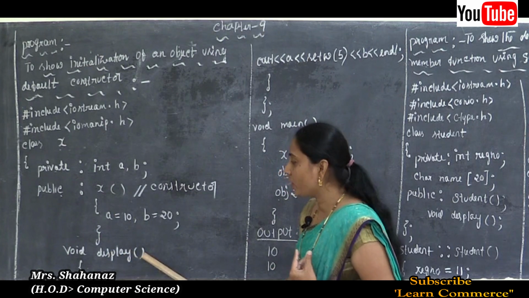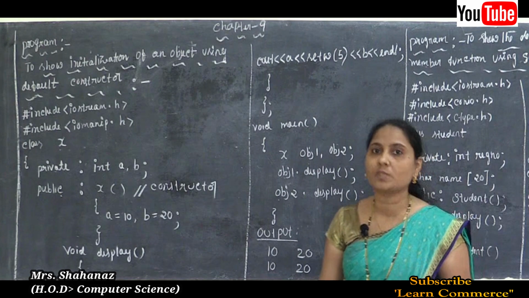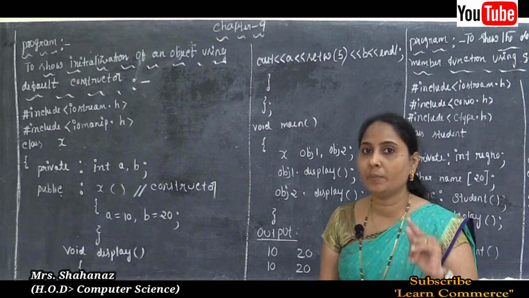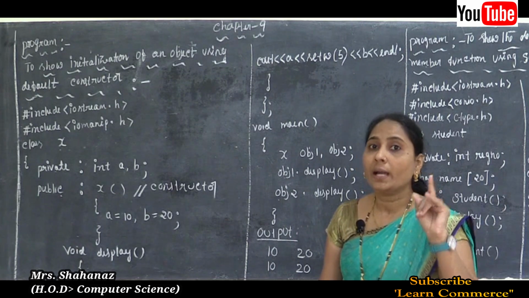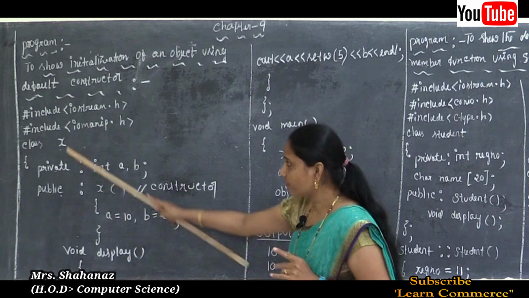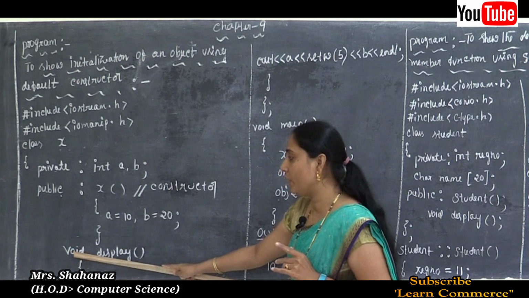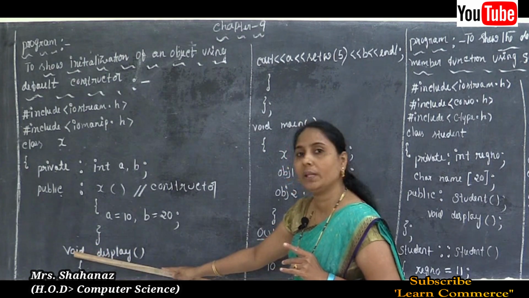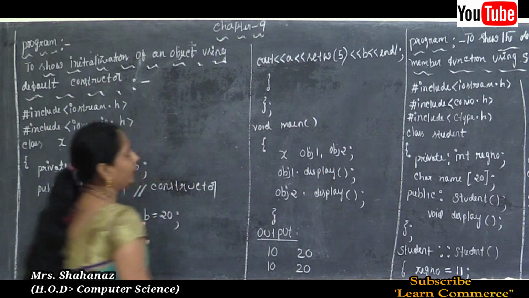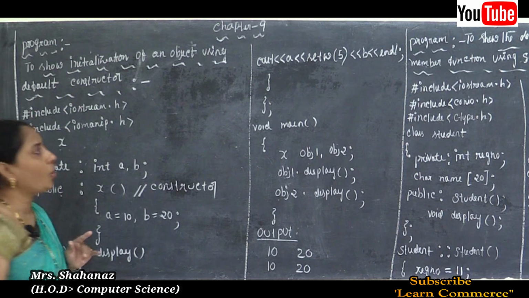The second function is void display. It is not a constructor member function. Why? Because for a constructor we use the same name as the class, but this is a simple member function of the class X. The member function name is display, and it is defined with the return type void. Then open the curly bracket; in display I want to display some messages on the monitor.